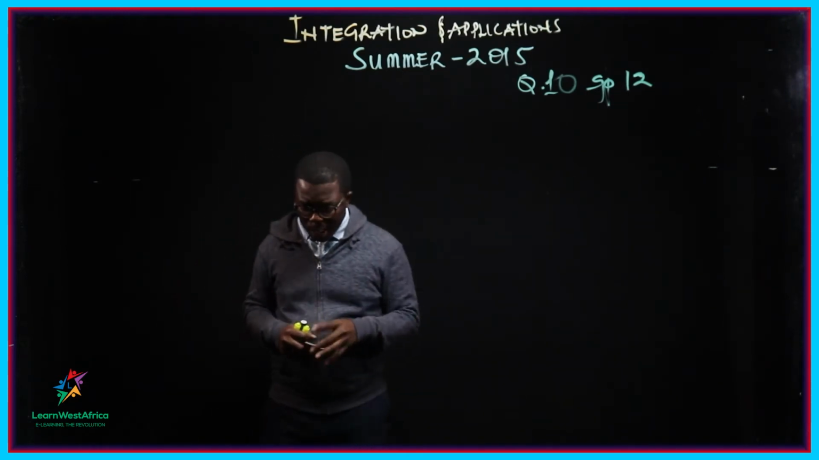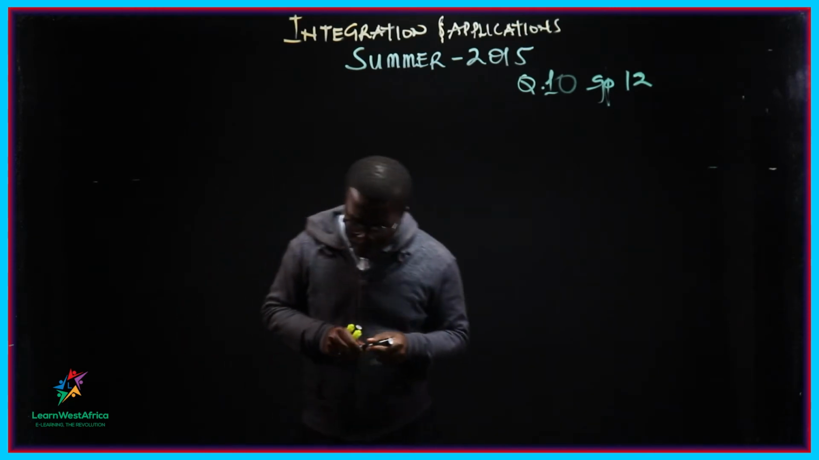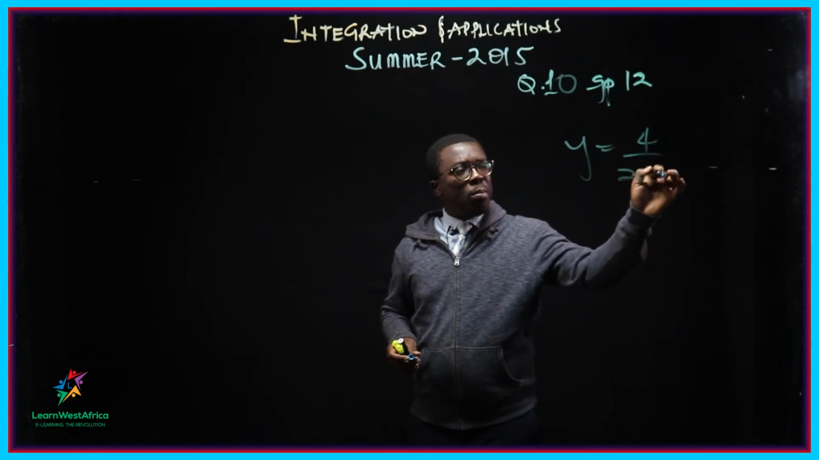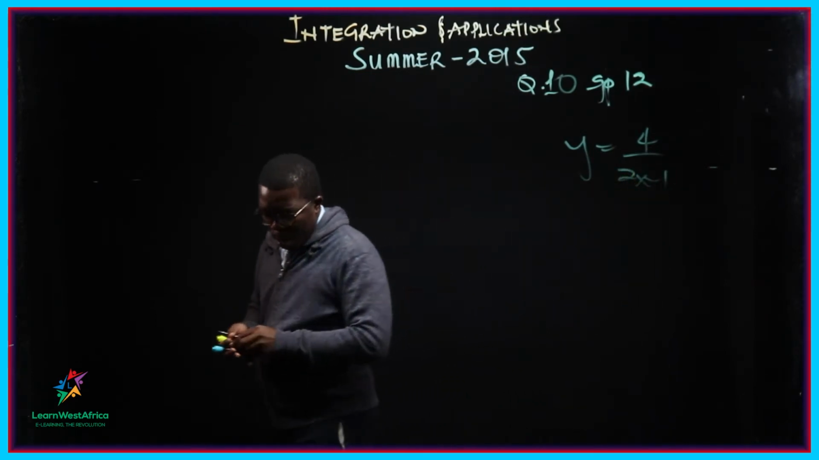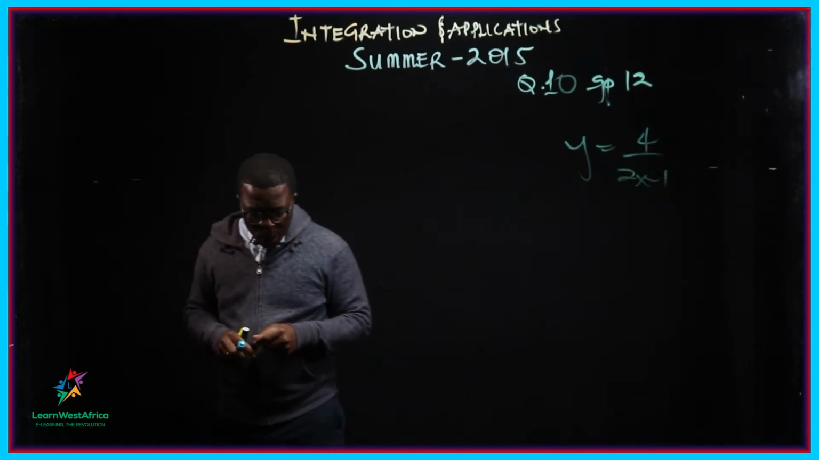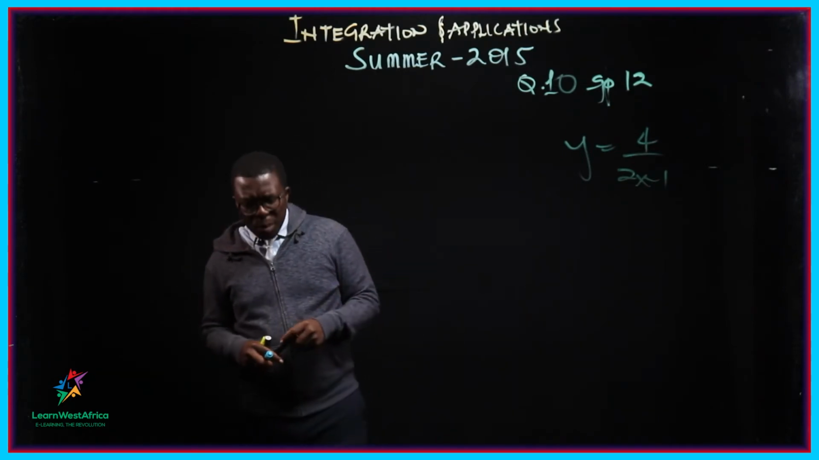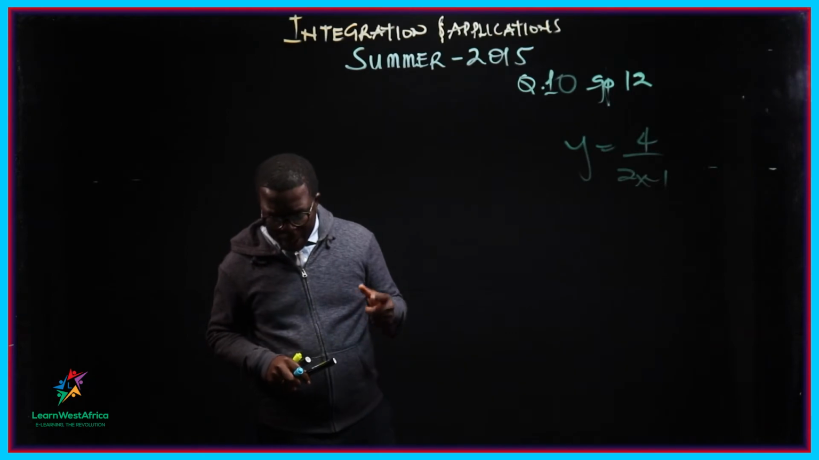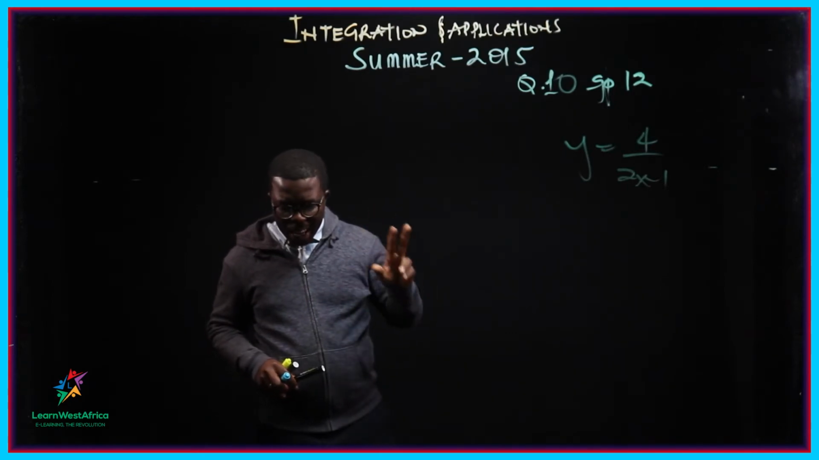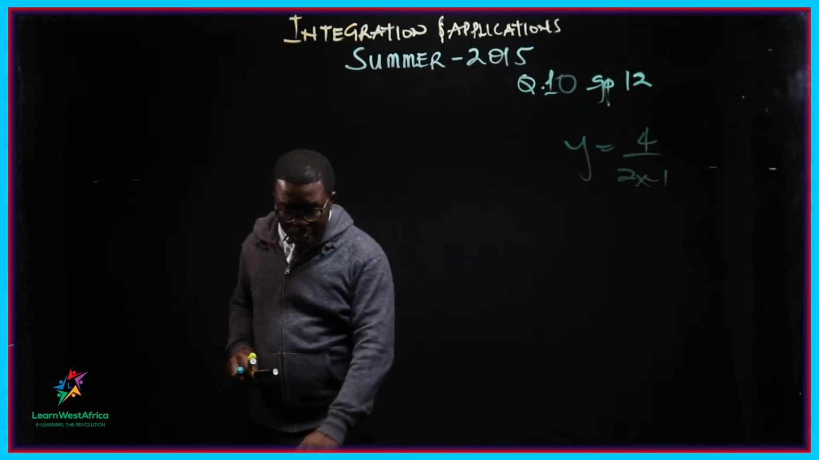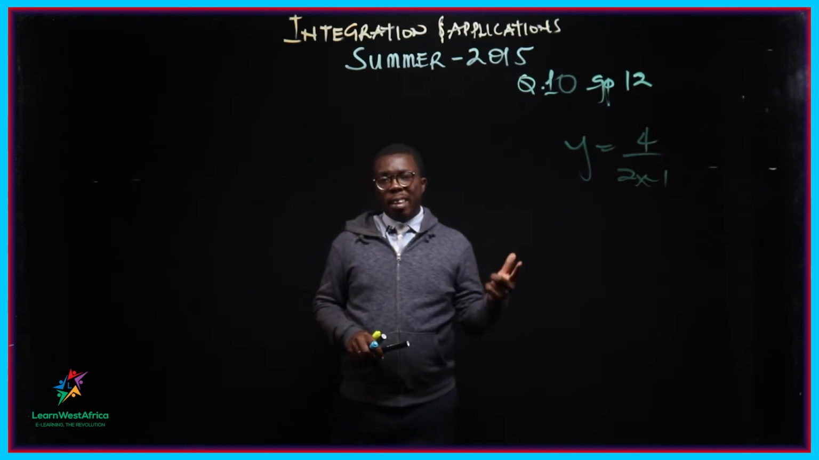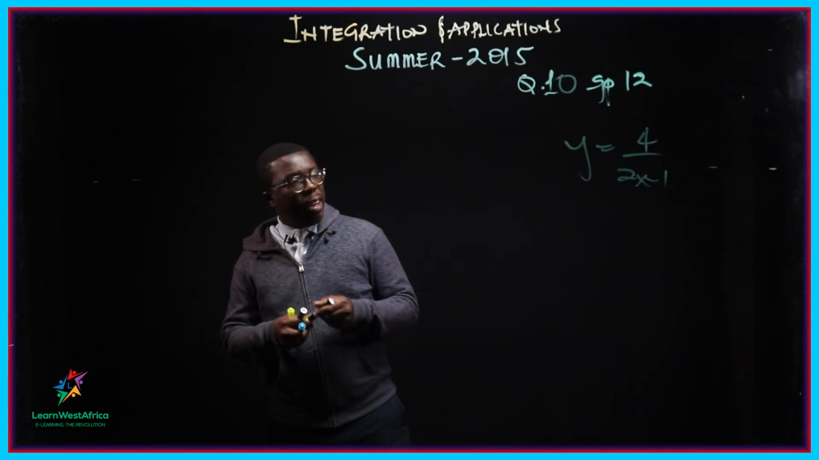So the problem mentions that. Let's look at the function that was given. So we're saying that y is given to be 4 over 2x minus 1. That's the problem. Y is equal to 4 over 2x minus 1. And we are being asked to find, showing all necessary working, the volume obtained when the region bounded by the curve, the x-axis and the lines x equal to 1 and x equal to 2 is rotated through 360 degrees about the x-axis. So what do we mean?